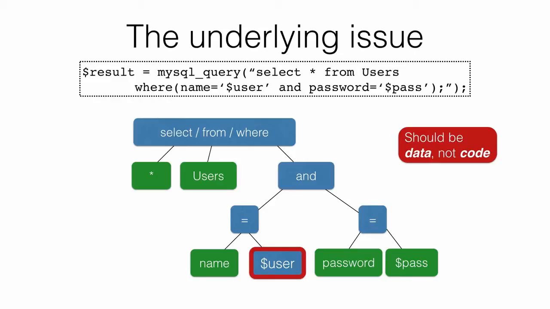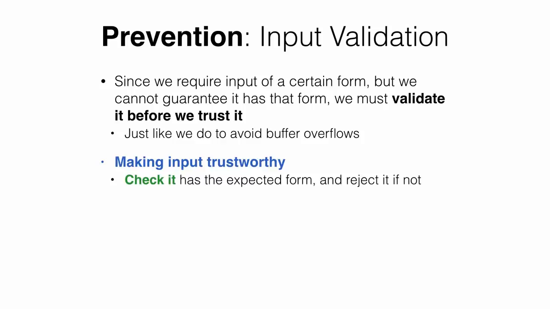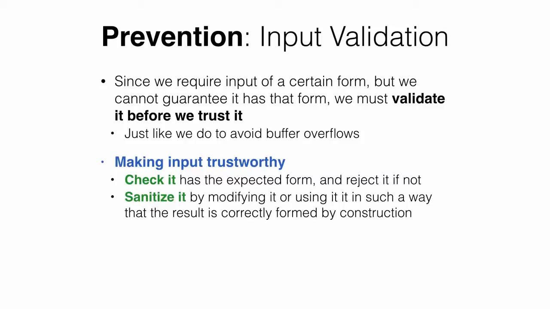Okay, so we hinted a moment ago at the end of the last unit that we should stop it by using input validation. We should check user input to make sure that it adheres to the form that we expect, and therefore only use data that's trustworthy. And we can make data trustworthy. We can validate it in two ways. We can check that it has the expected form, or simply we can sanitize it by modifying it or using it in such a way that the result is correctly formed by construction.